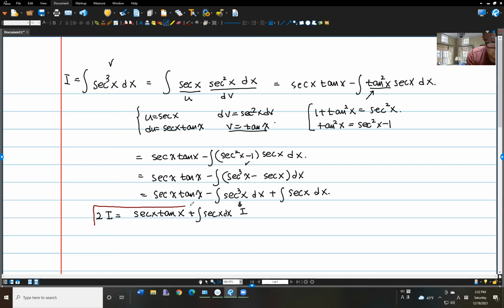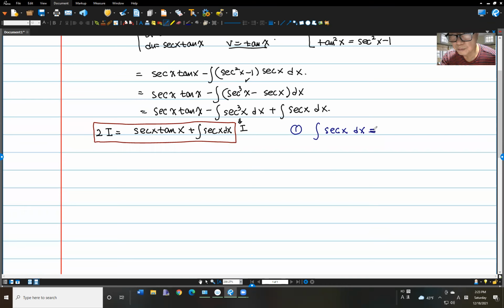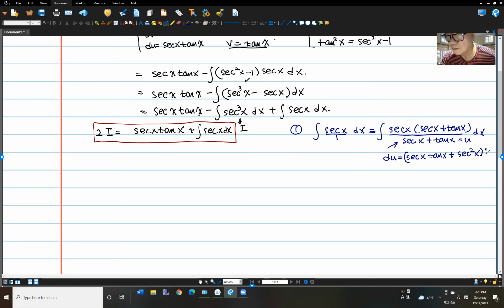Got this one. Now remember, what is the antiderivative of secant x? This is a very popular antiderivative. If you don't remember the formula, you can try this: multiply top and bottom by secant x plus tangent x, over secant x plus tangent x. This is the same thing, but when you take a look here, we have a denominator. You take u. What is du? The secant x derivative is secant x tangent x, the tangent x derivative is secant square x, times dx, isn't it?